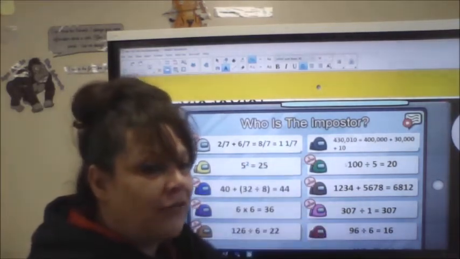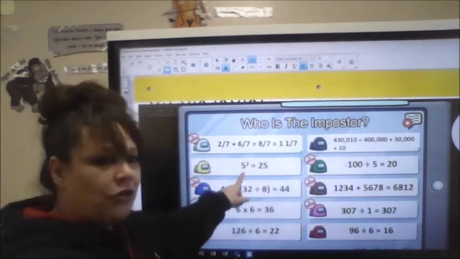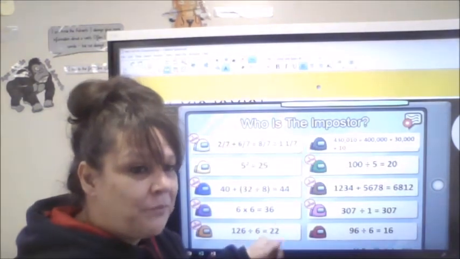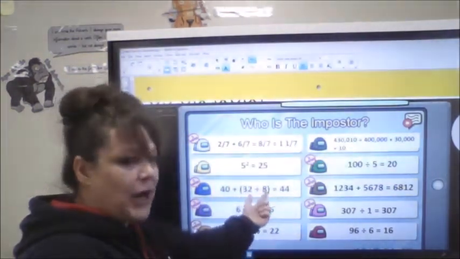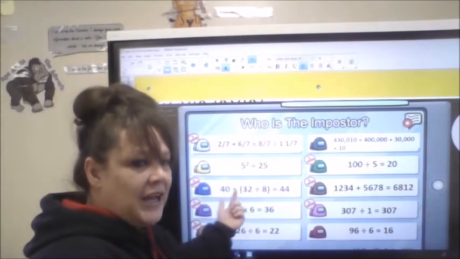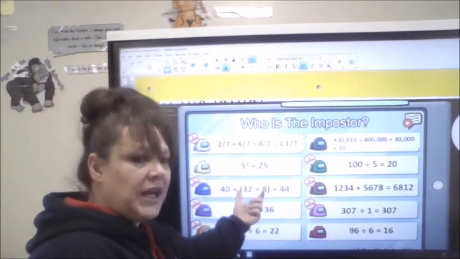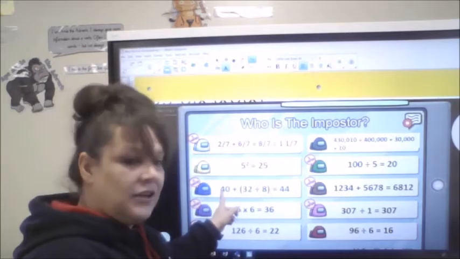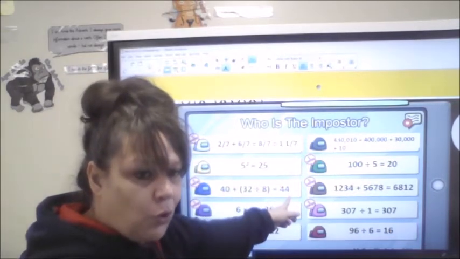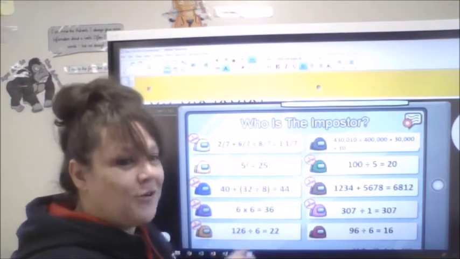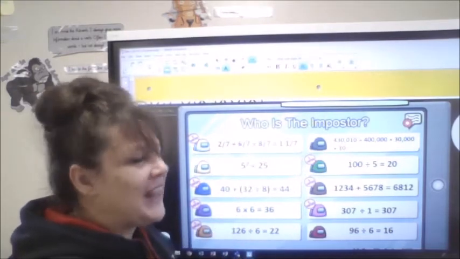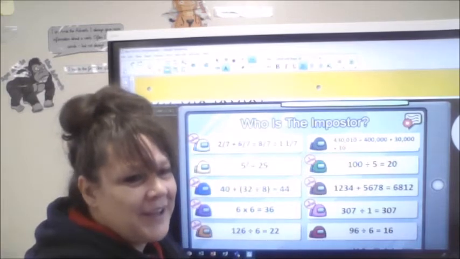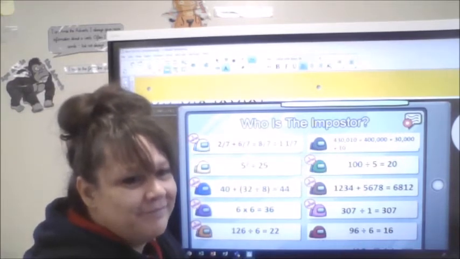Now, a little bit of a helpful hint. 5 squared, we haven't seen that for a while. 5 squared means 5 times 5. And if you see a bracket in a question, you need to do what's in the bracket first. So you do 32 divided by 8, then you need to add it to the 40 to see if you get 44. So good luck with those. Let's see how you get on. See if you can find me the imposters. Pause the video, off you go.